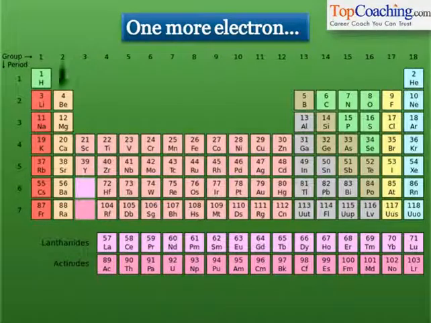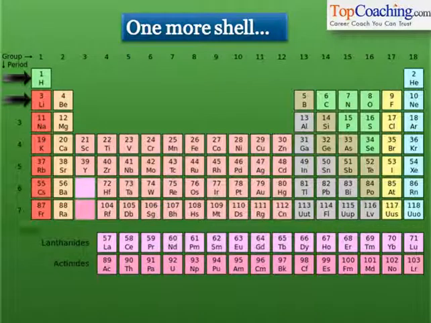So basically, as we move from left to right, one more electron keeps on getting added, like this. And the number of shells remains the same. As we move downwards, the number of electrons in the valence shell remains the same, but one extra shell keeps getting added.